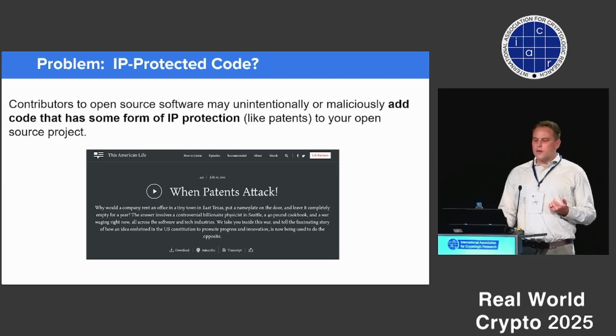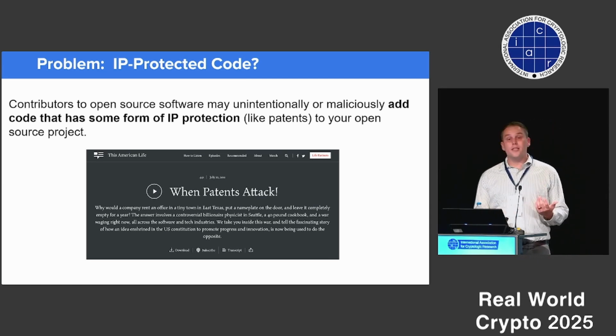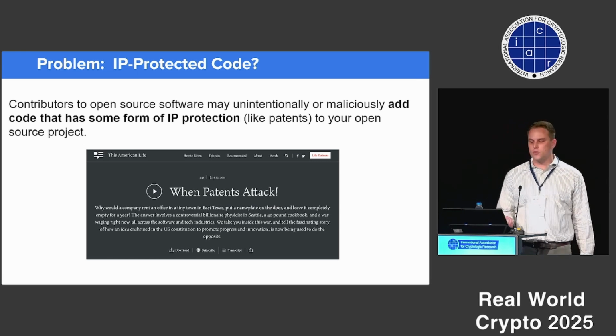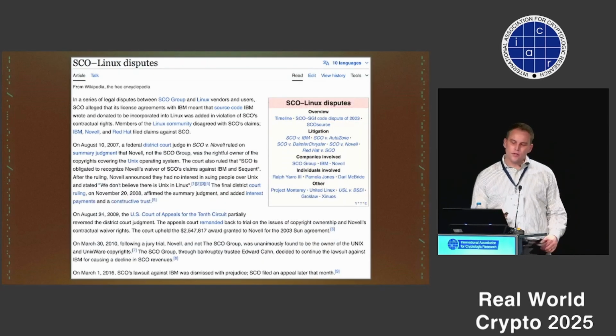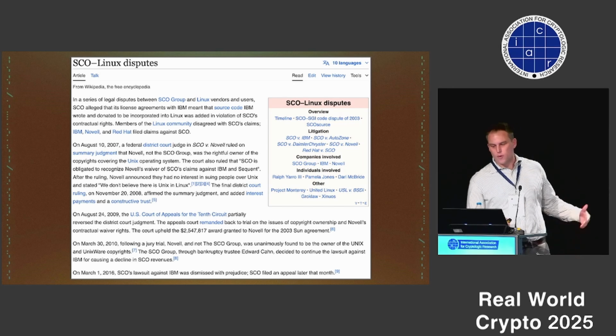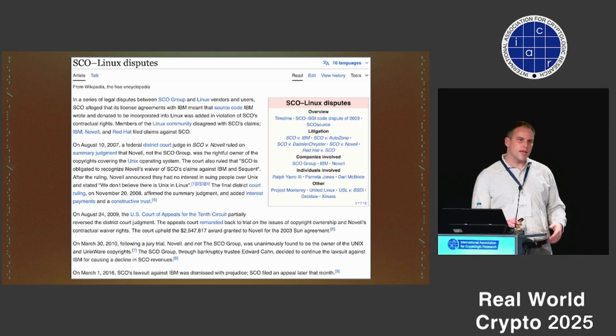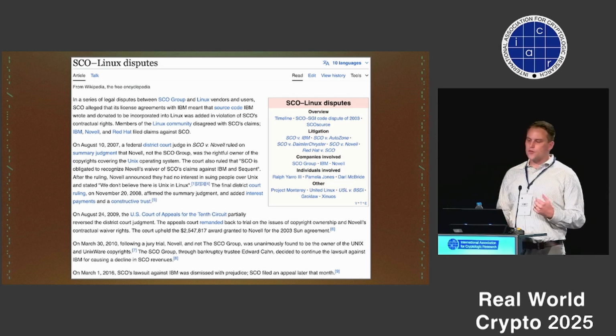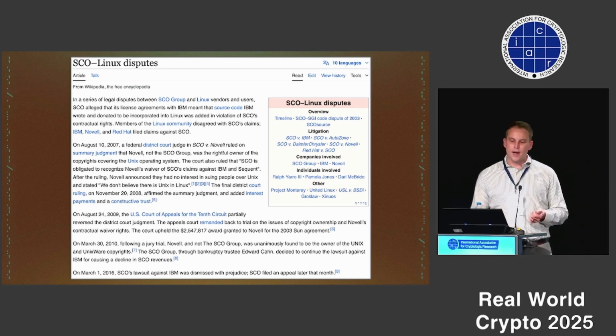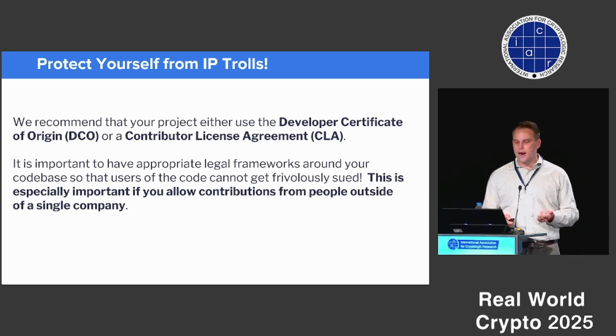What happens when contributors to open source software unintentionally or maliciously add code that has some sort of IP protection to your open source project? The effects are usually not pretty. So when you have a Wikipedia article on a series of lawsuits, that doesn't usually indicate that things went well. This is from the infamous SCO Linux disputes. The DCO policy was created out of this.